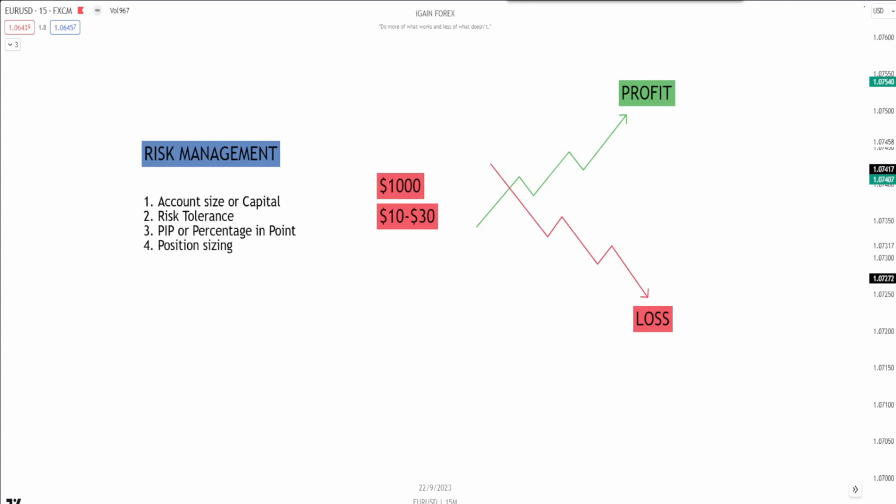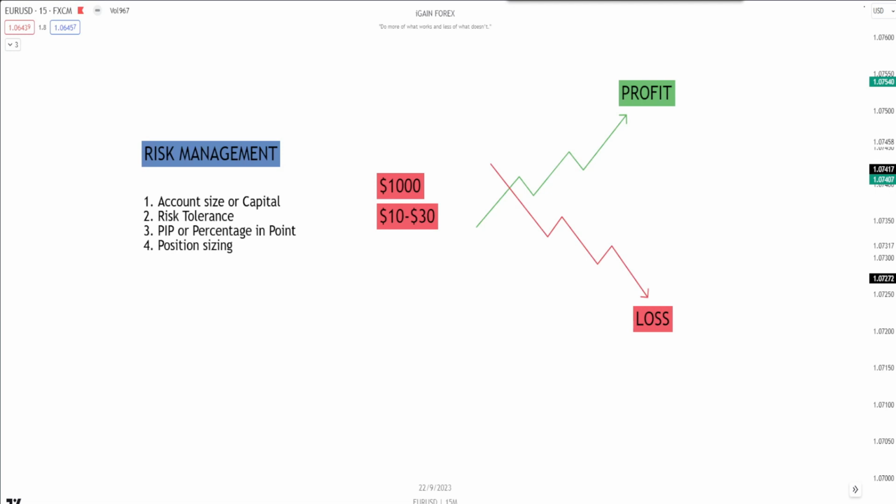Number three, pip or percentage in point. So what is a pip? Basically, it is a unit of measurement used to express the change in value between two currencies. Pips are typically used to measure price movements in the forex market. The majority of currency pairs are quoted with four decimal places. In these cases, a pip is equivalent to 0.0001.